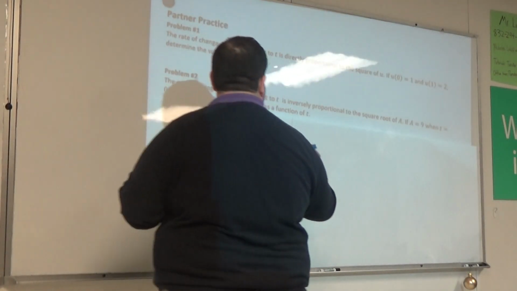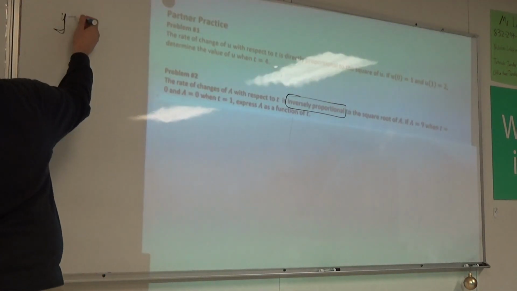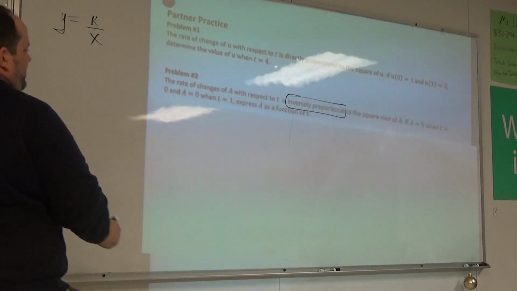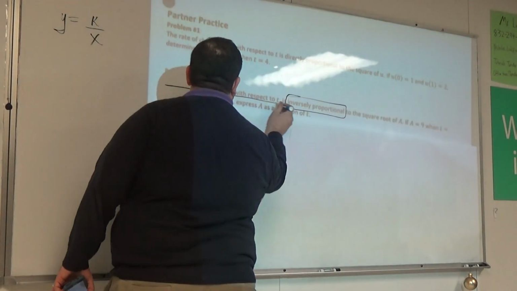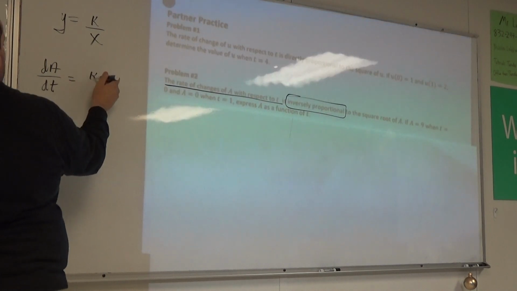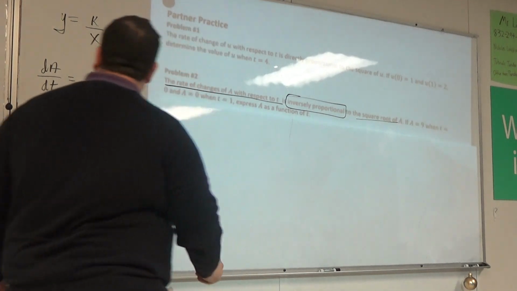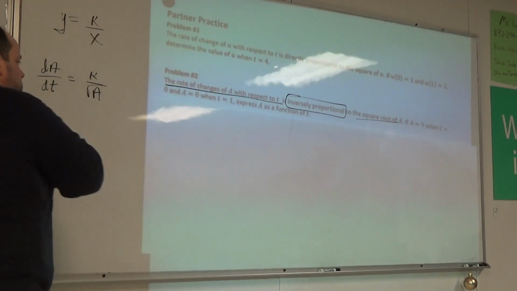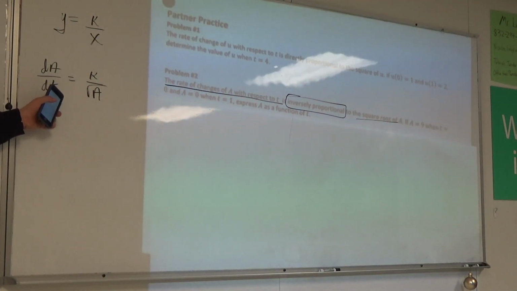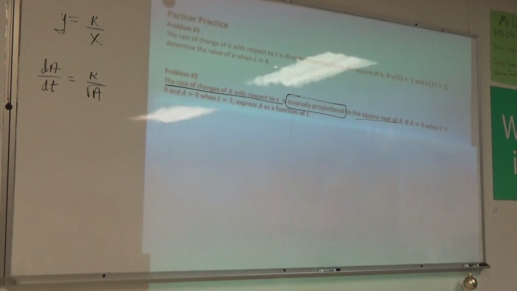All right, real quick, we've got the phrase inversely proportional. The folks that I checked in with started off with y equals k divided by x, so the rate of change of A with respect to t, dA/dt, equals k over the square root of A. How many of you honestly had that differential equation set up correctly? Okay, nice. Five minutes, finish it up with your partner, help them out.